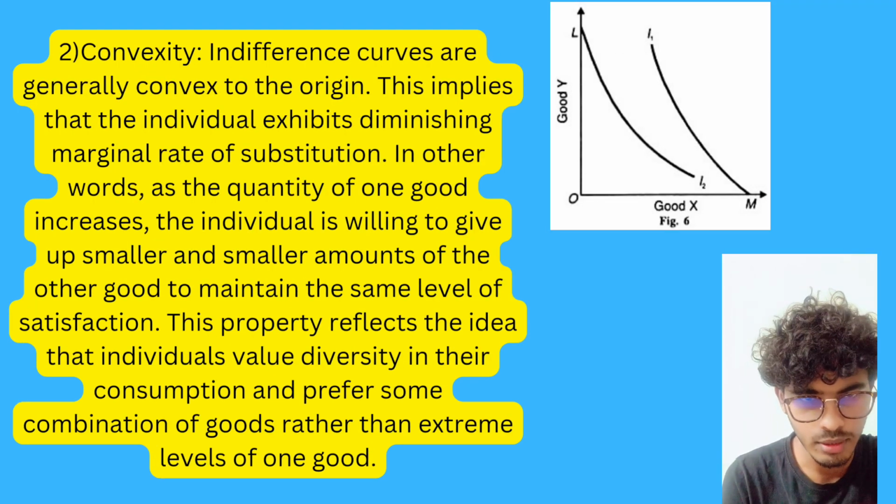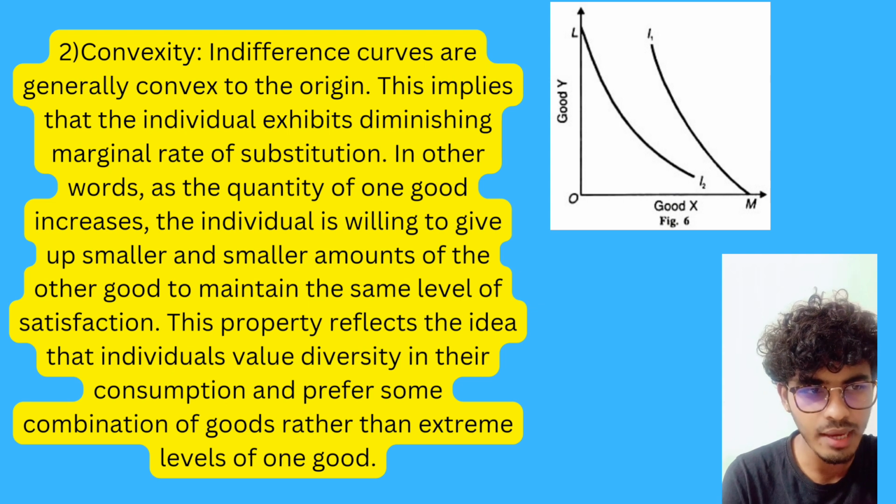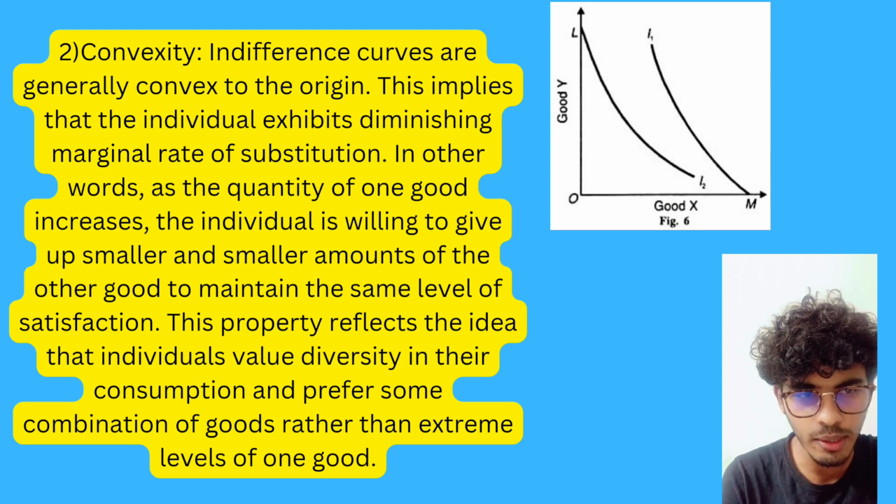Property number 2 is convexity. Indifference curves are generally convex to the origin. This implies that the individual exhibits diminishing marginal rate of substitution. In other words, as the quantity of one good increases, the individual is willing to give up smaller and smaller amounts of the other good to maintain the same level of satisfaction. This property reflects the idea that individuals value diversity in their consumption and prefer some combination of goods rather than an extreme level of one good.